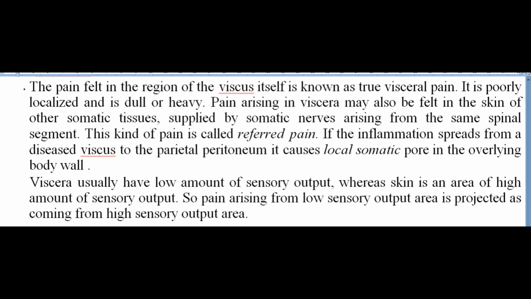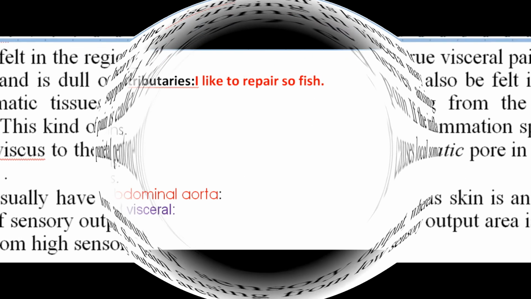It is poorly localized and is dull or heavy. Pain arising in viscera may also be felt in the skin or other somatic tissues supplied by somatic nerves arising from the same spinal segment. This kind of pain is called referred pain. If the inflammation spreads from a diseased viscus to the parietal peritoneum, it causes local somatic pain in the overlying body wall. Viscera usually have a low amount of sensory output, whereas skin is an area of high sensory output. So pain arising from a low sensory output area is projected as coming from a high sensory output area.